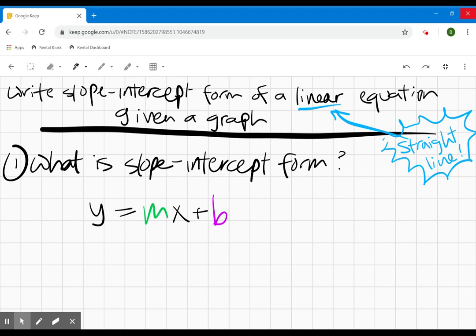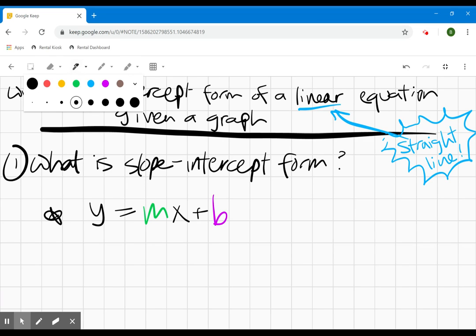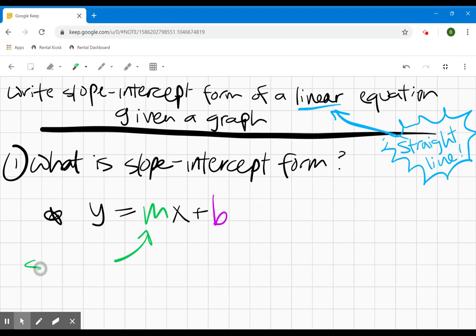Slope-intercept form is going to look like this equation right here. We're going to have y equals mx plus b. Now, you won't actually have the letters m and b in your final equation. So let's go over what m and b will be. M is your slope.